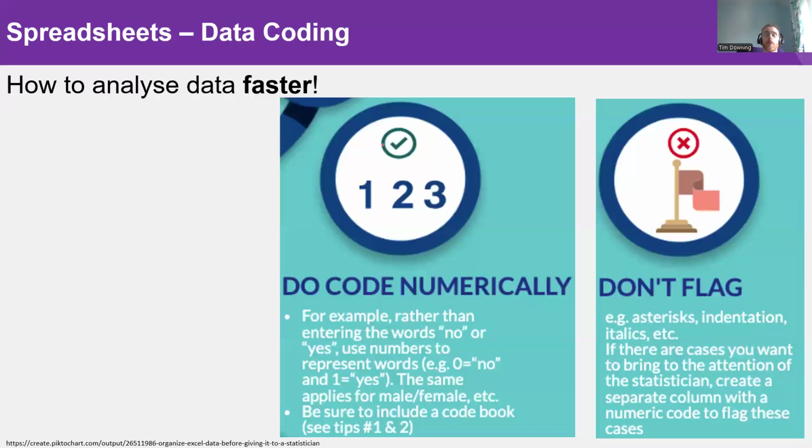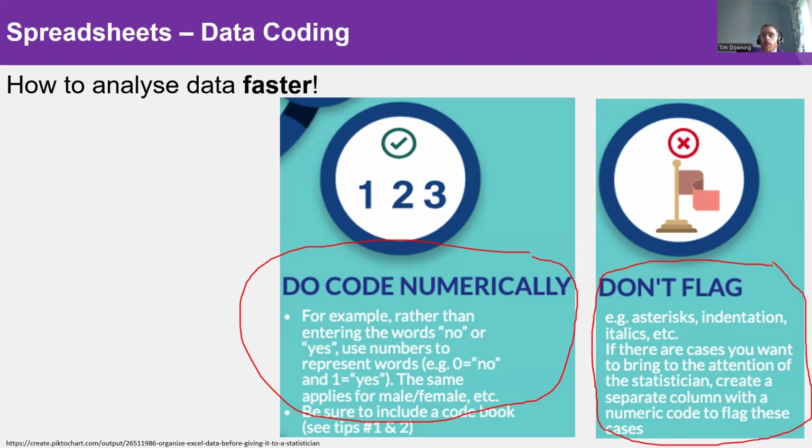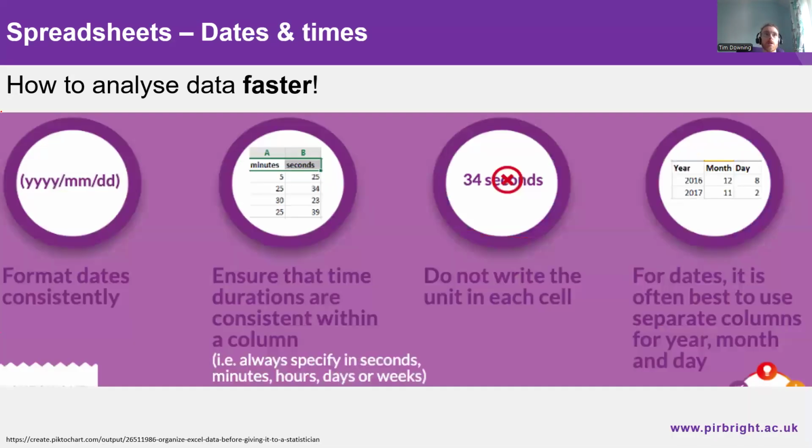Some fundamental things that I may have mentioned already: use numerical codes, not alphabetical codes. So 1, 2, 3 is better than ABC. If you have relevant metadata comments, put them in your data dictionary, not inside the spreadsheet itself. Use consistent formatting for dates, which we mentioned already in this course. Ensure that your conventions are the same within a column, so it's using the same units. Do not write the unit inside the cell, put it in the data dictionary.